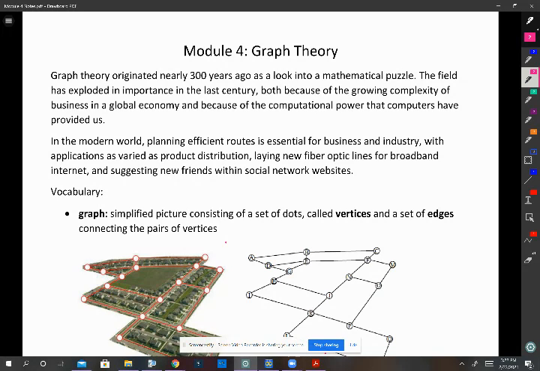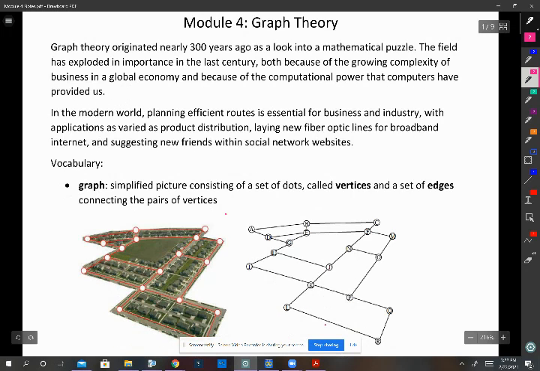They use it to plan flight routes. They use it to figure out how to deliver packages. So as Amazon has come on, they've figured out the shortest, quickest, easiest, cheapest way to deliver packages around the world. And so first off, we're just going to talk about some vocab.